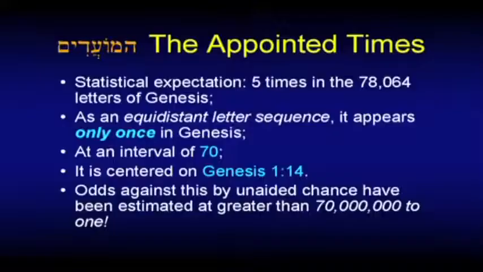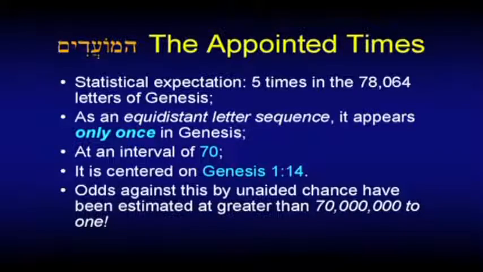So the other concept you cannot find in the physical universe is randomness. Scientists resort to what they call pseudo-random numbers where they need them, but they're not really random. They know that. And so randomness is elusive. The scripture says so. Proverbs 16, verse 33: the lot is in the lap of the Lord. Odds against this by unaided chance have been estimated at greater than 70 million to one.